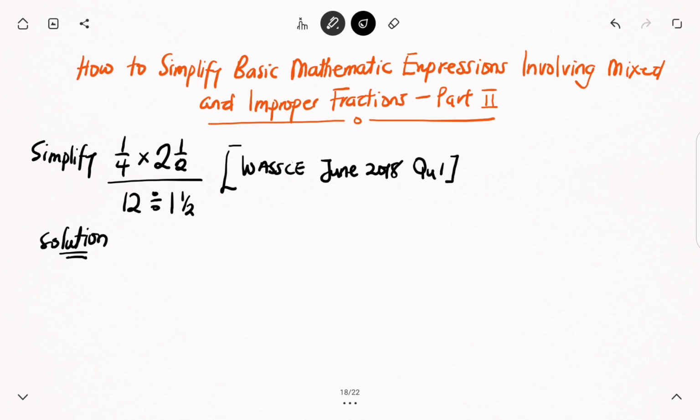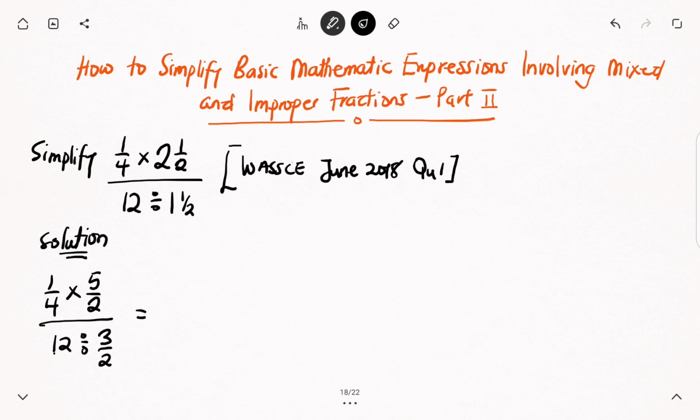So the first thing we need to do is to make sure we go to our expression. If we have any mixed fraction, we convert it into an improper fraction. So I have 1 over 4 here, I maintain it, multiplied by, I have a mixed fraction, so I convert it. 2 multiplied by 2 will give me 4, plus 1, that is 5, so I have 5 on 2. All on my 12 divided by 1 multiplied by 2 will give me 2, plus 1, that becomes 3 on 2.